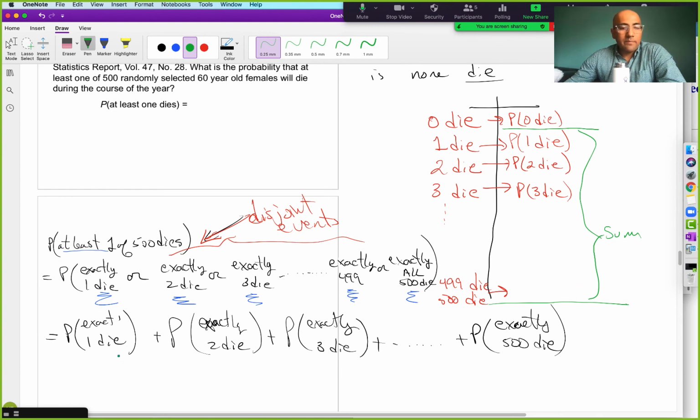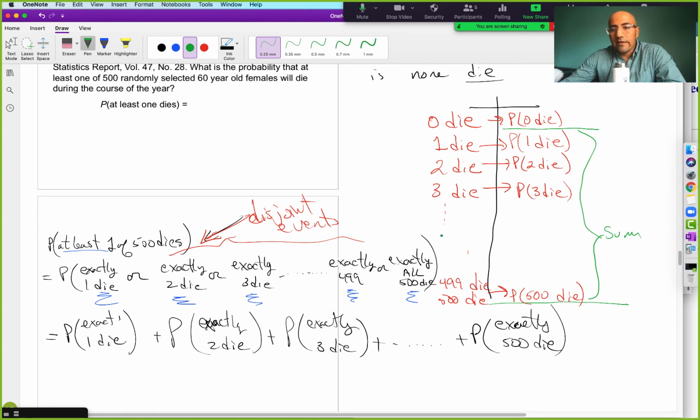And each one of these might be really hard to find. And there's a lot of them. So that's definitely not something I'm looking forward to doing, right? A couple of these might not be too hard to find. The extremes, like what's the probability that all 500 die? That one's not too bad. But the probabilities anywhere in the middle, what's the probability that 86 die? What's the probability that 123 die? Ugh, there's a lot of them and they're really complicated. So I don't want to do it this way. So we want to take advantage of complements.